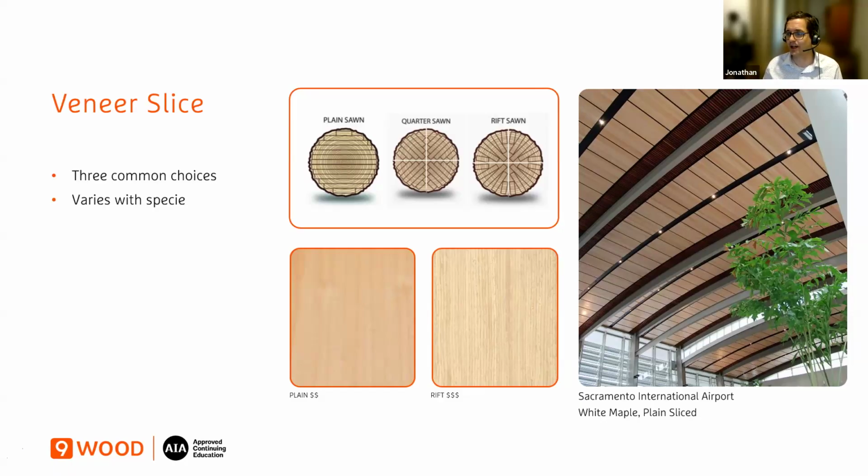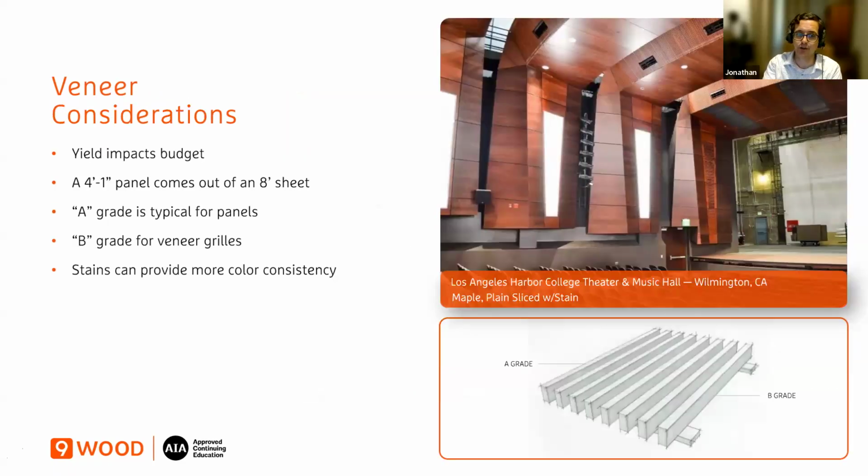This is Sacramento International Airport there in the photo. That's a white maple plain sawn, plain sliced, which looks great in that application and is more budget friendly than a quarter sawn or another option. So things to be aware of. And just like with solid wood, it's a natural material and you're dealing with a custom wood ceiling. So there are some things to consider, some potential gotchas here.